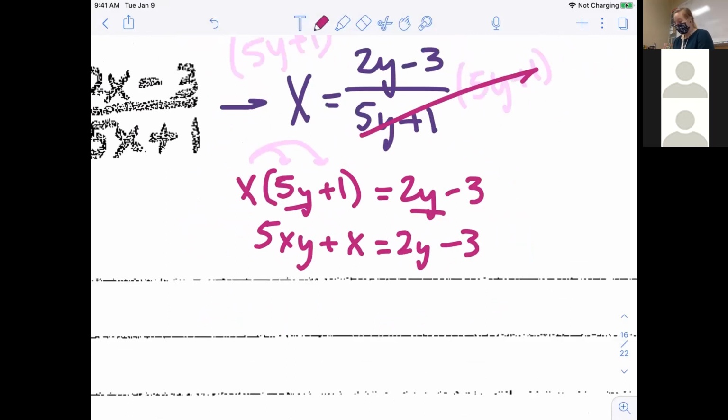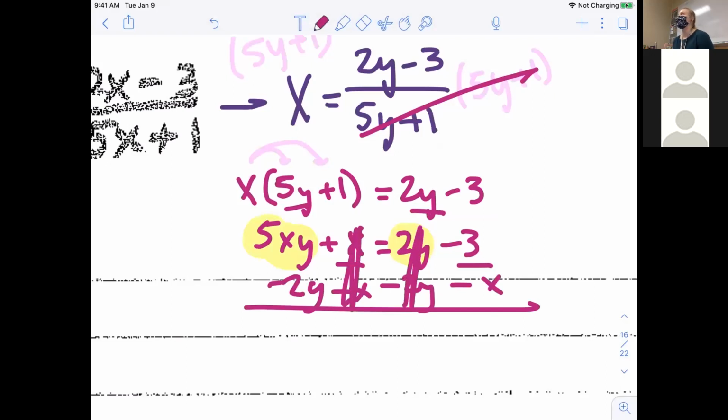Now I want my y's together, and I want everything that's not a y together. So I need to get 5xy and 2y on the same side of the equation. They cannot be combined, but they can go to the same side of the equation. And then I want the x and the 3 to be on the same side as well. Anyone have a preference on where we move things? Nope. You can move things either way. I'm probably going to do this. I'm going to minus x from both sides, and I'm going to minus 2y from both sides.